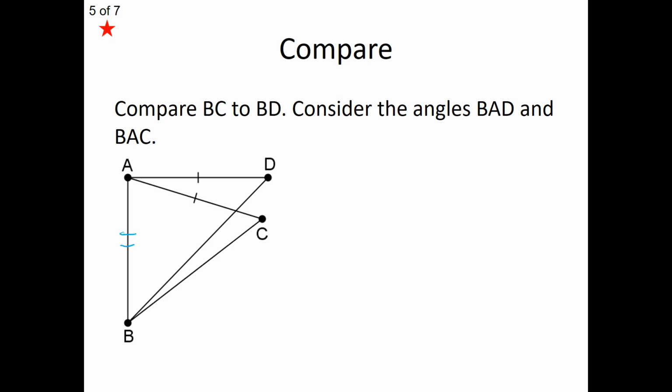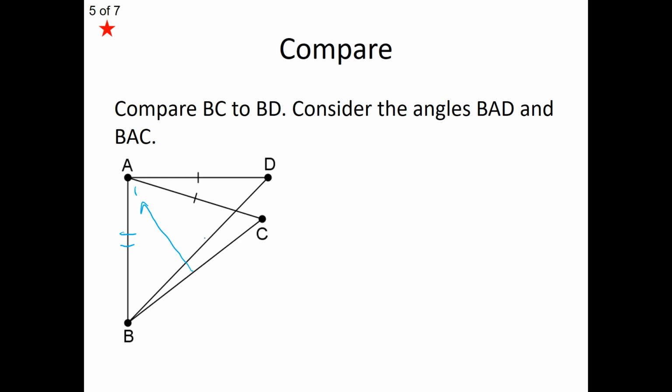AB is a common side, which means we have two sides of one triangle equal to two sides of the other. Now, if I'm comparing sides BC to BD, I need to know something about the angle measures. So if I'm comparing BC to BD, let's consider the angles opposite of them. The angle opposite of BC is this angle right here. I'll just call that angle 1.